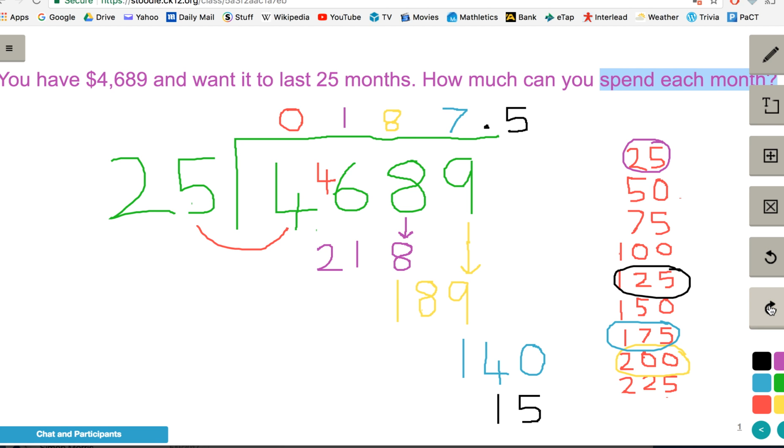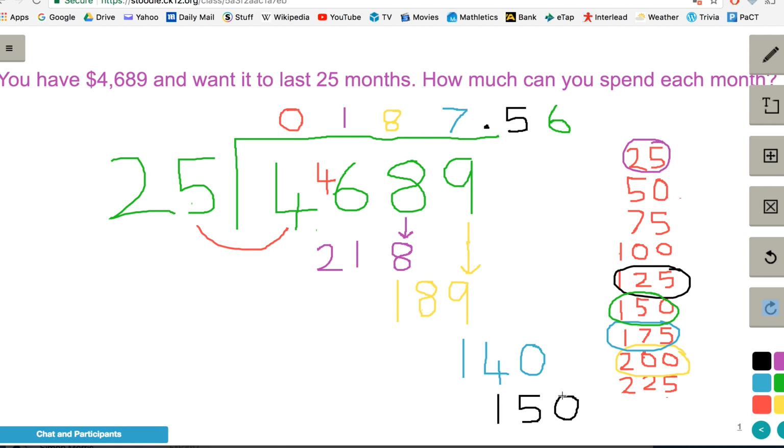Drop the 15 down the bottom. Again, you can't do 25 into 15. So stick in another placeholder, another 0. 25 into 150. We can do that one. There it is, look. 25s into 150 is 6. So we put our 6 at the top. No remainders, so we stop there.